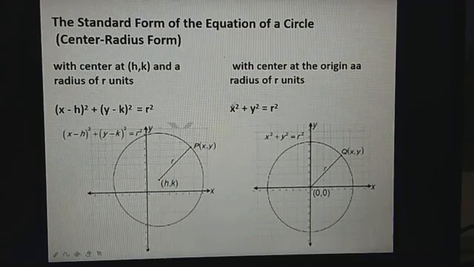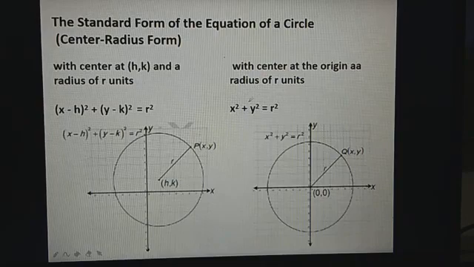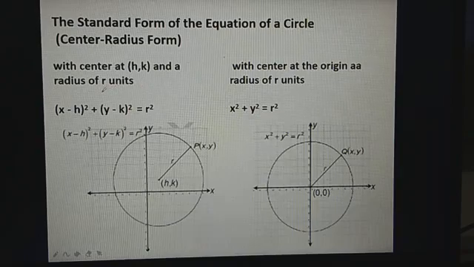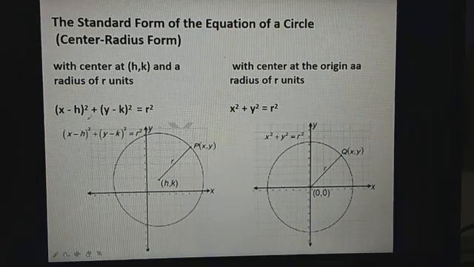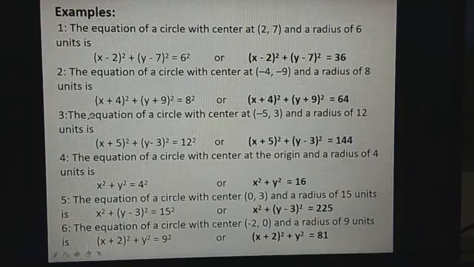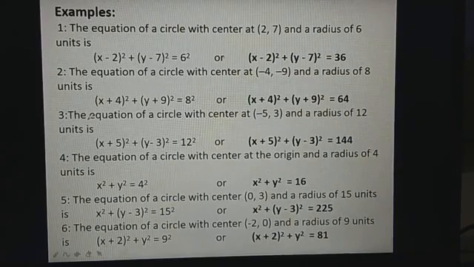Okay, so I repeat. This is the center radius form for the equation of the circle if the center is at the origin (0, 0) and we have a radius of r units. While this one, if the center is at (h, k), ibig sabihin given yung coordinates (h, k) and given din yung length of the radius, this will be our center radius form. So let's proceed. So here are the examples on how we can write the center radius form for the equation of the circle given yung coordinates of the center and the radius.